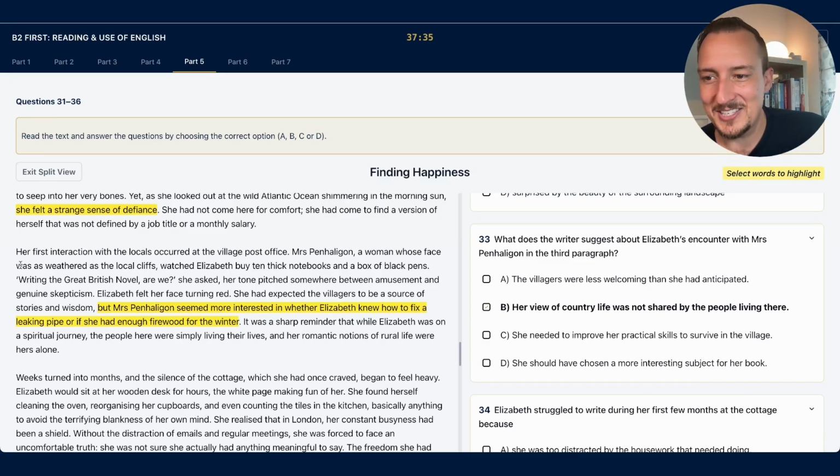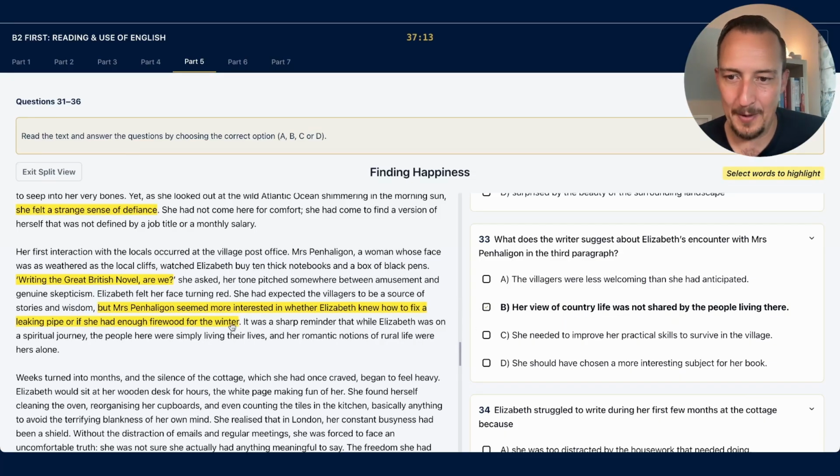And whilst she makes a joke, this is here, writing the great British novel, are we? She should have chosen a more interesting subject for her book. That is not what's being suggested. It's sort of saying, oh, you're writing another book or something like that. It's not saying that it's not as interesting or anything like that.